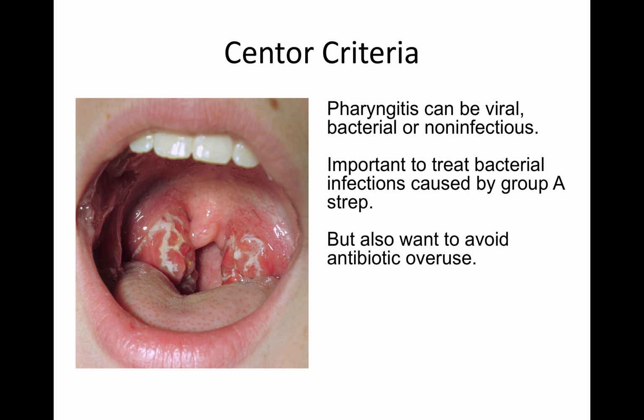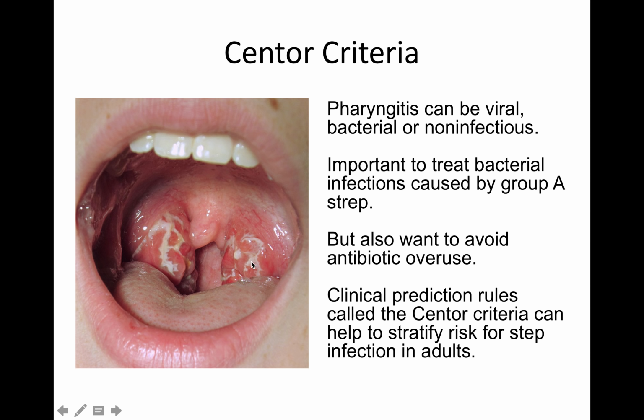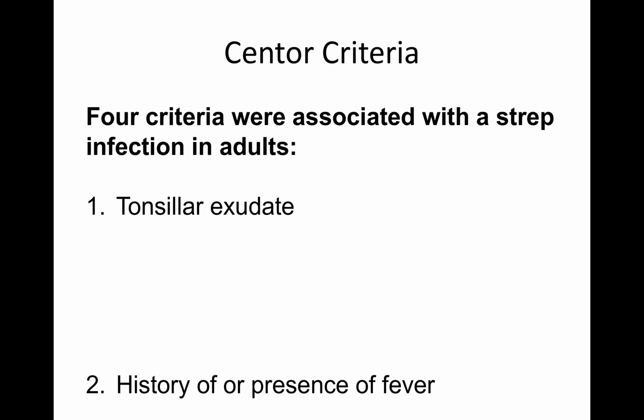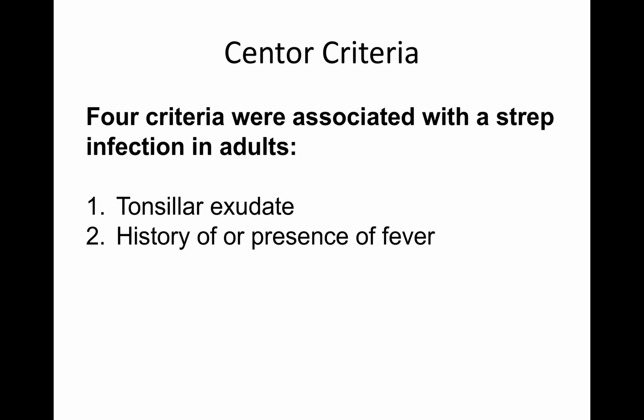At the same time, you don't want to treat all of pharyngitis as strep infection because we're going to be overusing antibiotics. So we can use the Centor criteria. One of the criteria is tonsillar exudate, and you see that exudate right there on the tonsils, this whitish material on the tonsils that here is also enlarged. Okay, so these four criteria: tonsillar exudate, history or presence of fever. If they have that, it is more likely to be strep.